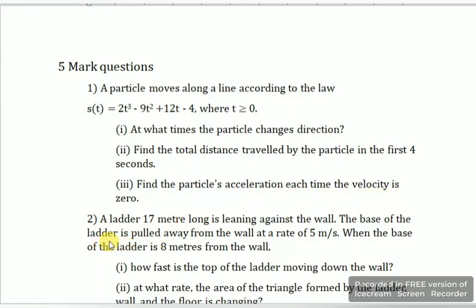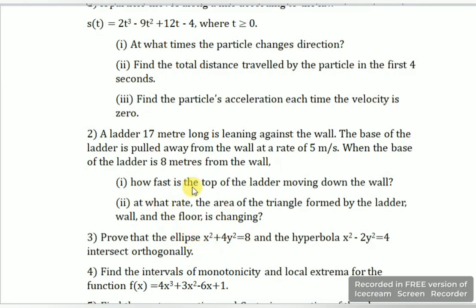Next question, a ladder 17 meter long is leaning against the wall. The base of the ladder is pulled away from the wall at a rate of 5 meters per second when the base of the ladder is 8 meters from the wall. How fast is the top of the ladder moving down the wall? Next, at what rate is the area of the triangle formed by the ladder, wall and the floor changing?